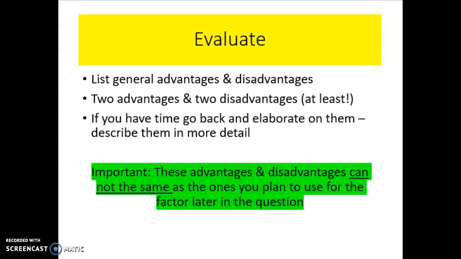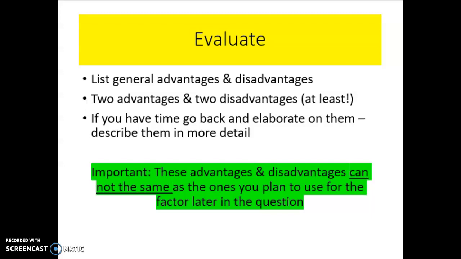The next stage is evaluating. Here you want to list some general advantages and disadvantages. People kind of ask how many. You're looking at probably 2 advantages and 2 disadvantages. At this stage, it's okay just to list and maybe even give a sentence about each one. If you have time at the end, then you can go back and elaborate on them in more detail.